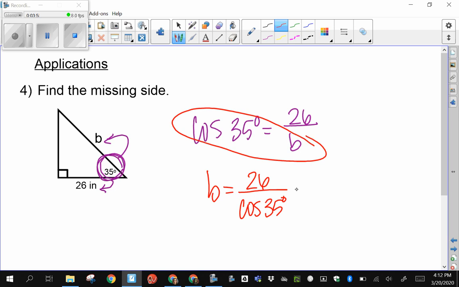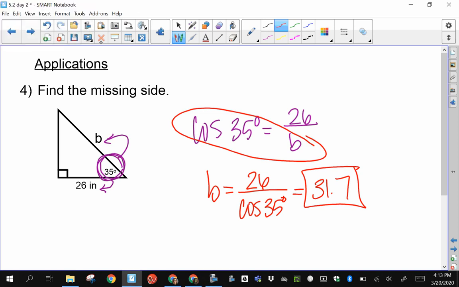And I got about 31.7. And that's a length, that's not a degree measure. Actually, I think the textbook has us round to nearest whole number. You'll just have to look at the instructions for each individual problem here. So let's see, that would be 32 feet, inches, whatever it may be.